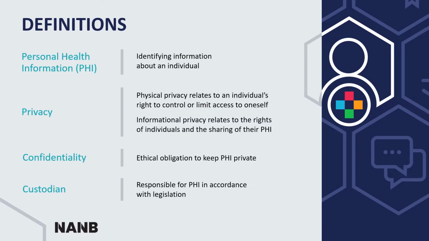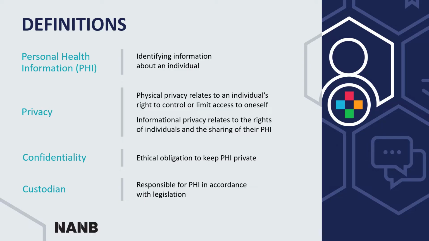Personal health information, or PHI, is defined as any identifying information about an individual. This comprises everything that an organization holds in its records about an individual, which may include name, age, race, address, or identifying numbers or symbols.